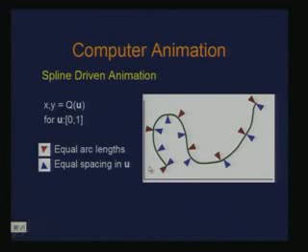Any suggestions? Maybe we can differentiate it with respect to time and take the final function. Differentiate with respect to time. Okay.